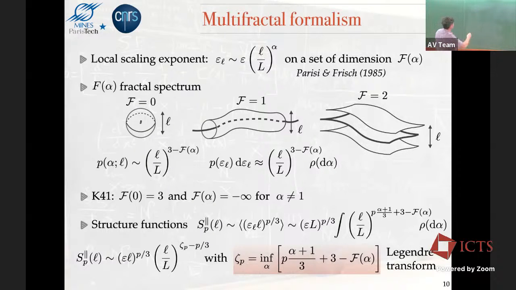Basically, what I call epsilon L is the average. Assume that I take a cube or a box of size L in my flow. Here I'm just coarse graining the local value of the dissipation. So I have some epsilon local, which is defined as nu over 2 times the norm of the symmetric part of the gradient tensor.